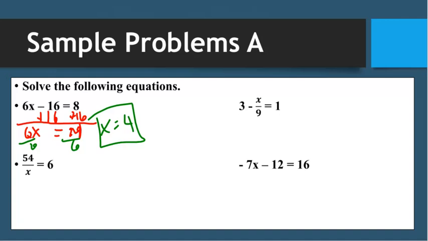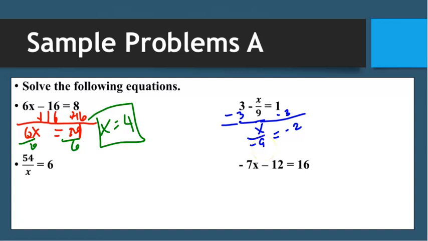Next, I have 3 minus x divided by 9 equals 1. So the opposite of adding 3 is subtracting 3. Now you always have to look: there's no sign in front of the 3, so that means it's a positive, and the opposite of a positive is a negative. So I'm going to subtract 3 on both sides, and I'm left with negative x over 9 equals negative 2. Now I'm going to put the negative here with the 9. It doesn't matter which one you put it with, it's still going to work out at the end. But I'm going to put it with the 9 so that I can just do it all in one step.